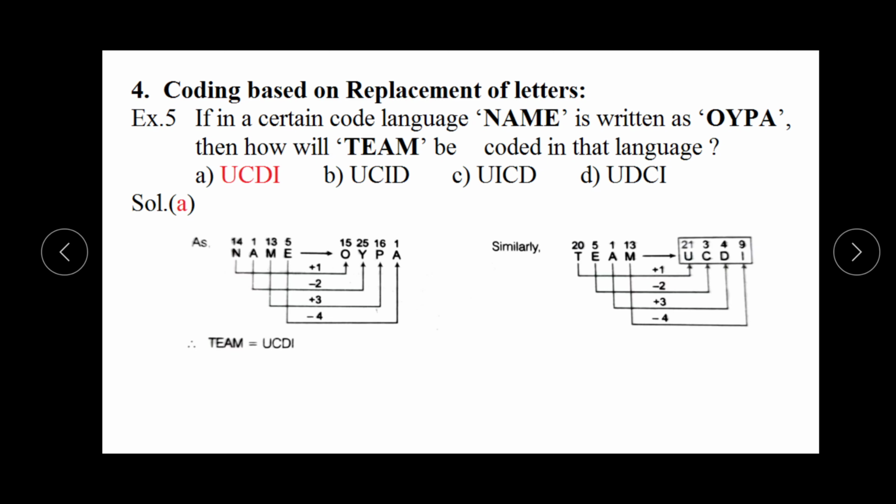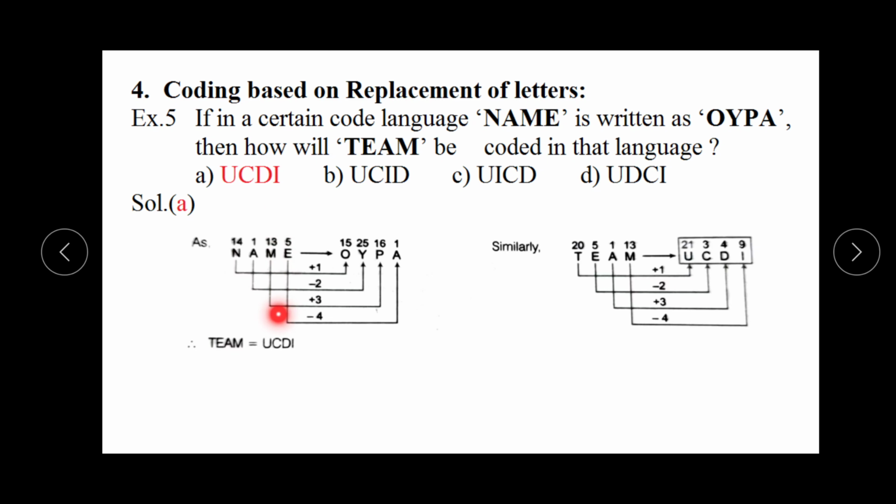How? We will see here. If in a certain code language name is written as OYPA, then how will team be coded in that language? So if we compare the name to OYPA, we will see that O is one alphabet ahead, Y is two alphabets behind, in the third it is added 3, and in the fourth it is subtracted 4.